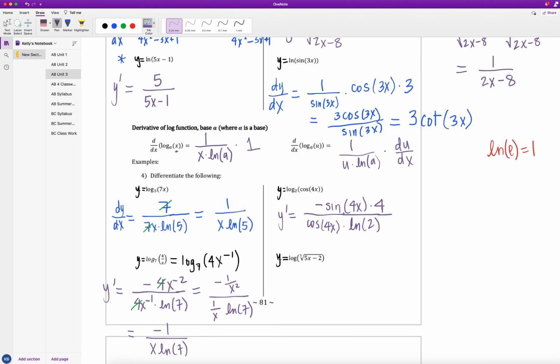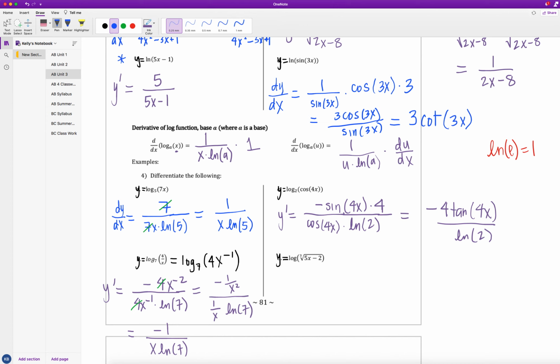Again, this one could also reduce down since sine of 4x and cosine of 4x have the same inputs. We know that sine over cosine is tangent, so we could rewrite this as 4 times tangent of 4x all over the natural log of 2.